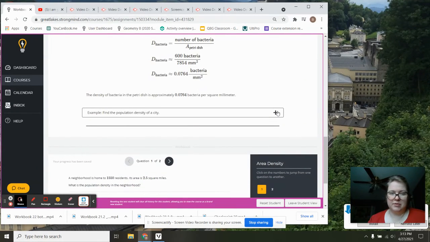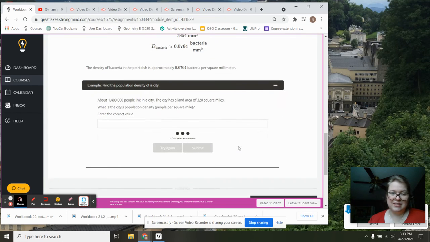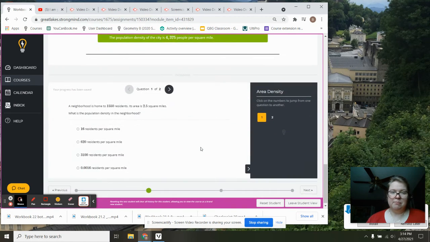So here's an example. So find the population density of a city. So it gives us this many people, gives us this many square miles. And so we're supposed to find out the number of people per square mile. So you're going to do 1,400,000 divided by the area. So 1,400,000 divided by 320. And we get 4375 people per square mile. So that would be it.